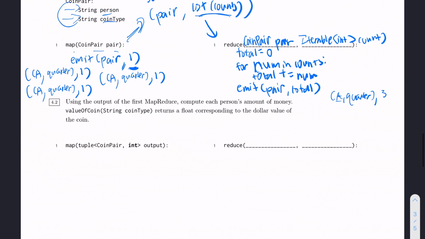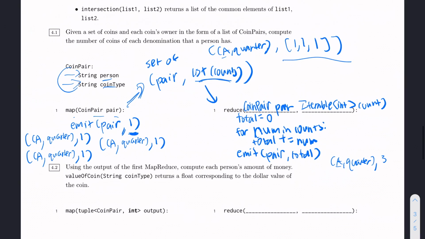Okay, moving on to 4.2. Use the output of the first MapReduce to compute each person's amount of money. We have this function, value of coin, string coin type, that returns a float corresponding to the dollar value of the coin. Okay, we're given that the input is going to be the output of the previous MapReduce, so it's going to be a tuple called output, and it's going to be like a coin pair and a comma integer, right? This is the coin pair, this is the integer.